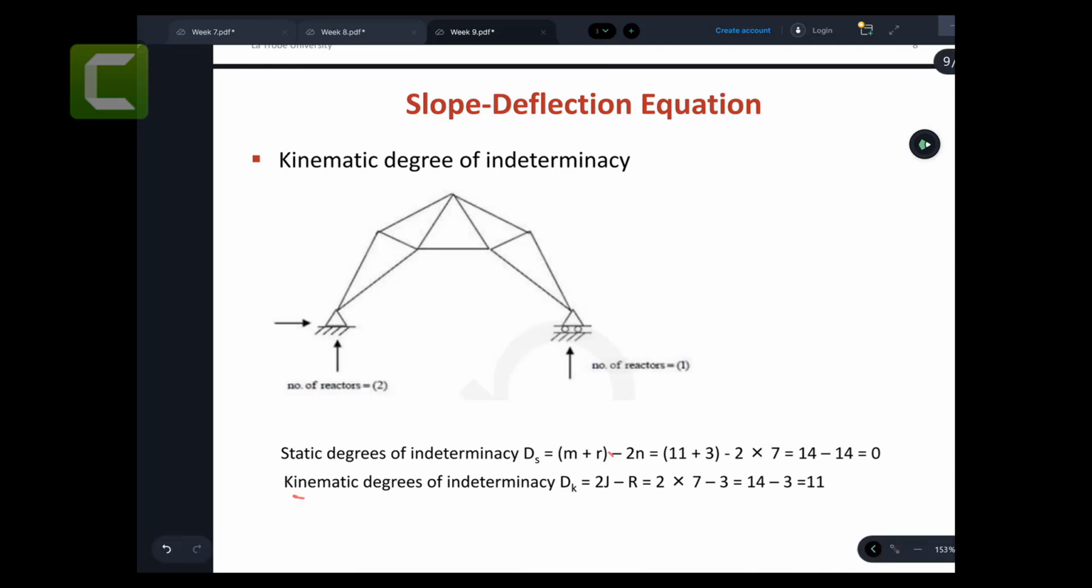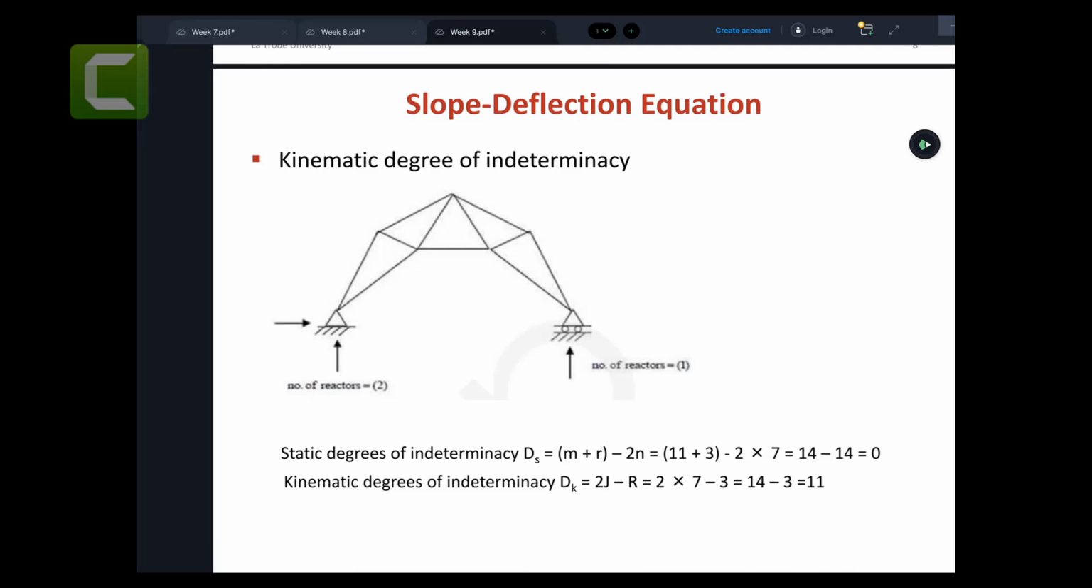But for the kinematic degree of indeterminacy, if you want to calculate, it is 2j minus r, where j is the number of joints. You know how many joints? 7 already. So 14 take away 3 is 11. So you have a total of 11 kinematic degrees of indeterminacy. What does this 11 represent? I don't want you to just find it. You just want to feel it.